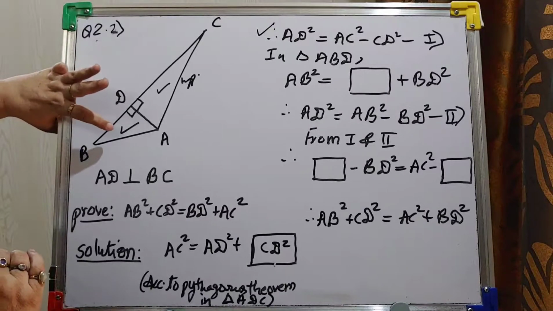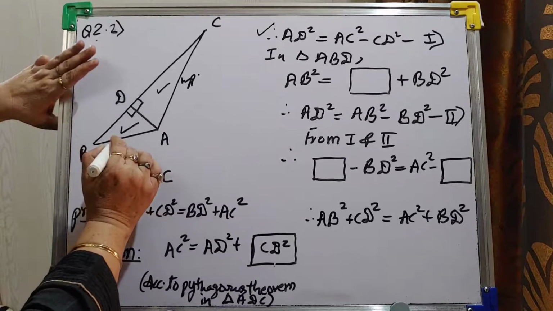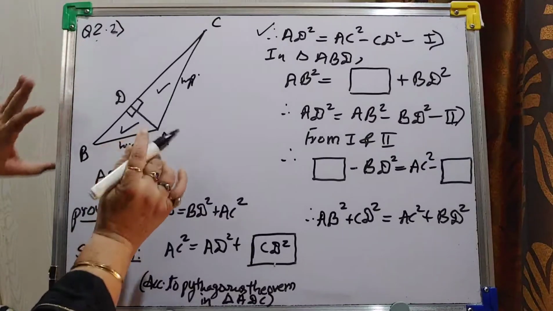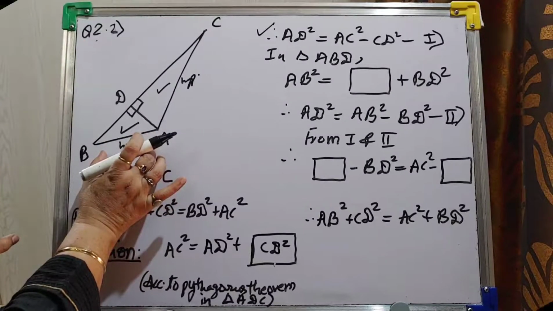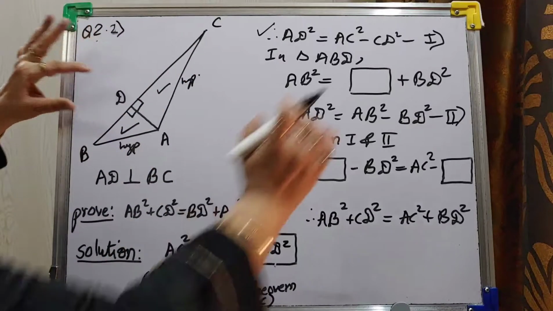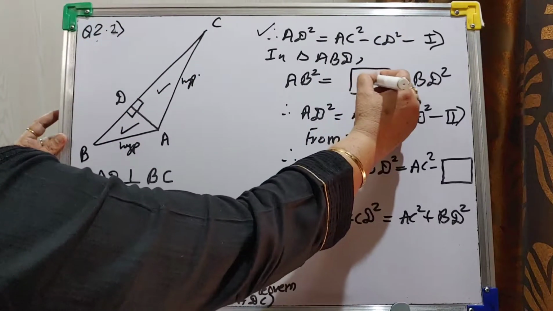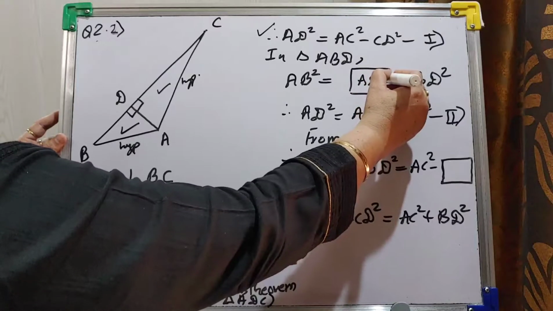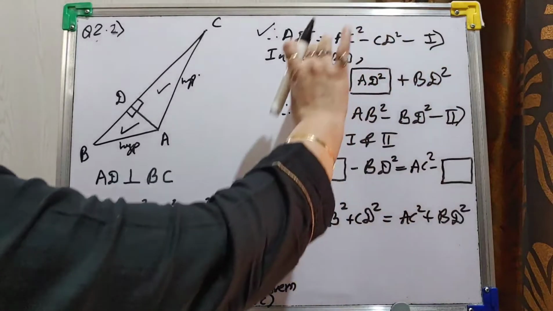Now same way we can apply Pythagoras theorem here. Here opposite to 90 is this AB, so this is the hypotenuse. So AB square will be equal to AD square plus BD square. BD they have given, so in this box it will be AD square. Now they have transferred BD this side.